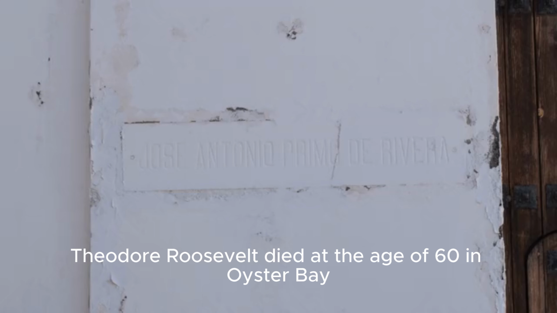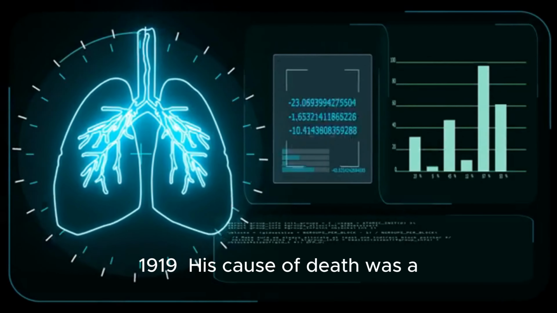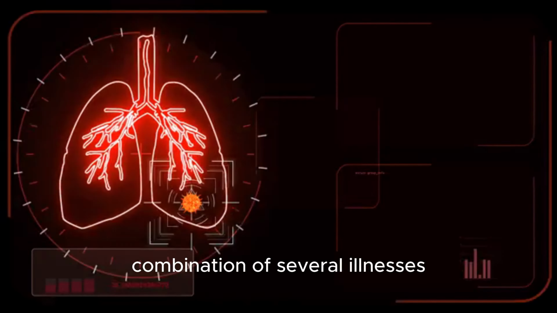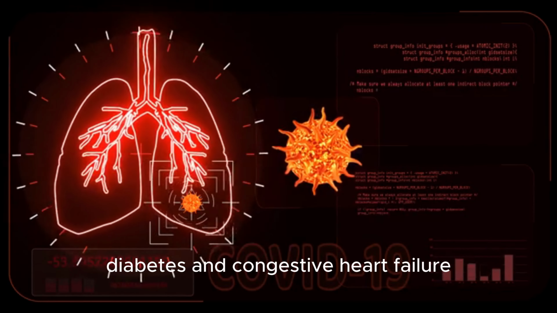Theodore Roosevelt died at the age of 60 in Oyster Bay, New York on January 6, 1919. His cause of death was a combination of several illnesses, including asthma, diabetes, and congestive heart failure.